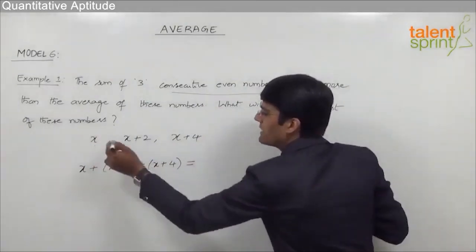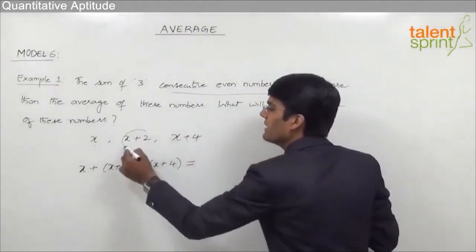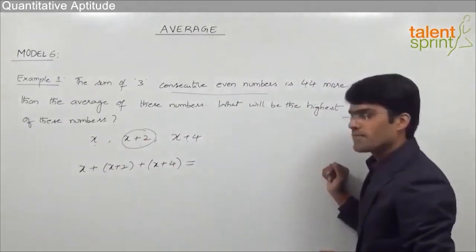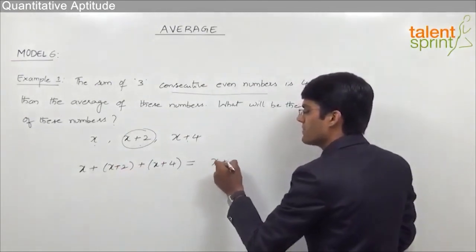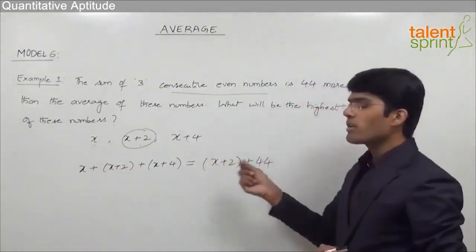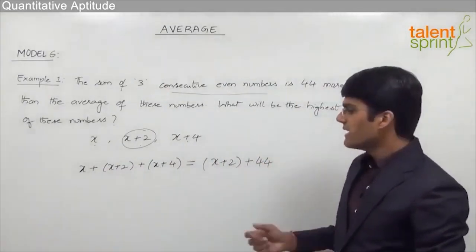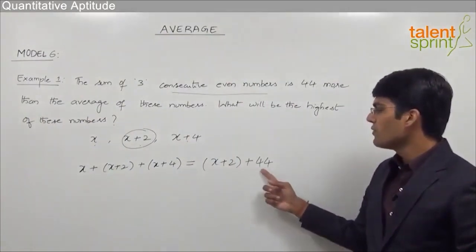We know that for three consecutive numbers, the average should be the middle number. And the middle number here is nothing but x plus 2. So we can say that the sum of these three numbers should be x plus 2 plus 44, as it is 44 more than the average. So very clearly we have taken the given statement, that is, the sum of these three numbers is 44 more than the average.